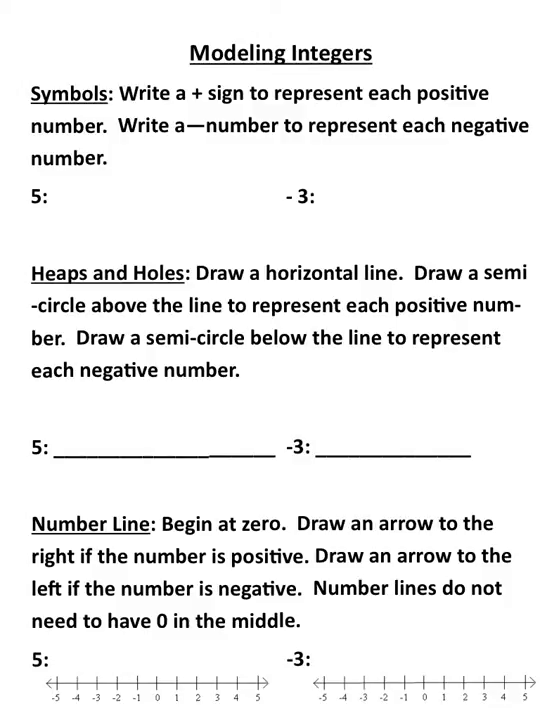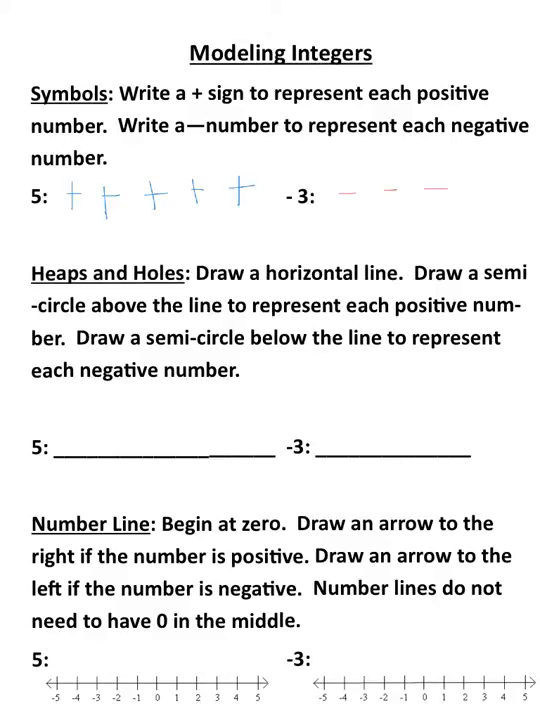So, starting off with symbols. One way to model integers is by drawing symbols. We write a plus sign to represent every time it's a positive number and a minus sign to represent each time it's a negative number. So starting off with the positive, we want to represent the number 5. To represent the number 5, that means we need 5 plus signs. And hopefully yours look a little prettier than mine do. Then when we go to represent -3, we use a minus sign to represent each negative number. That means we need 3 negatives. Ta-da! You have just modeled your first 2 integers.